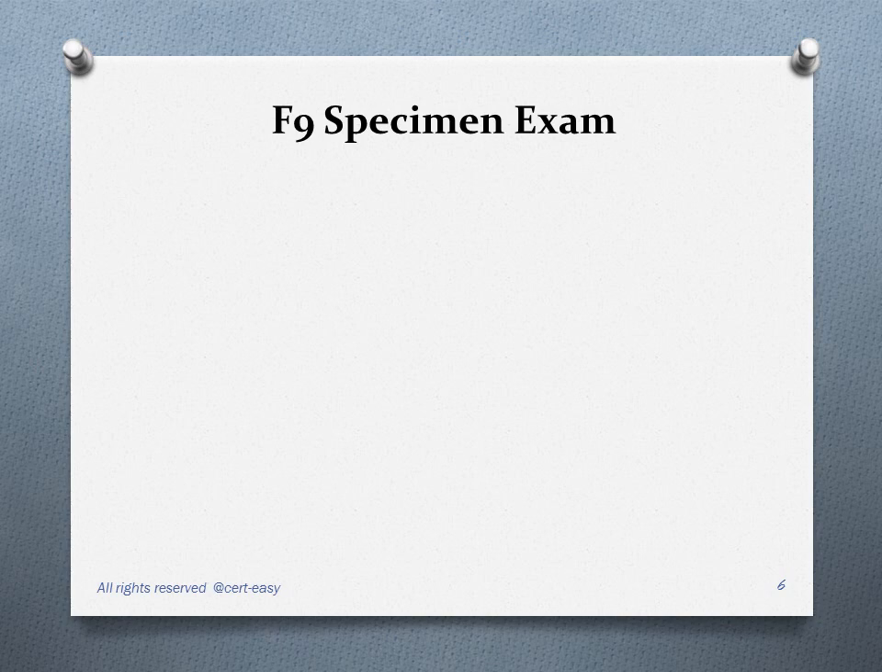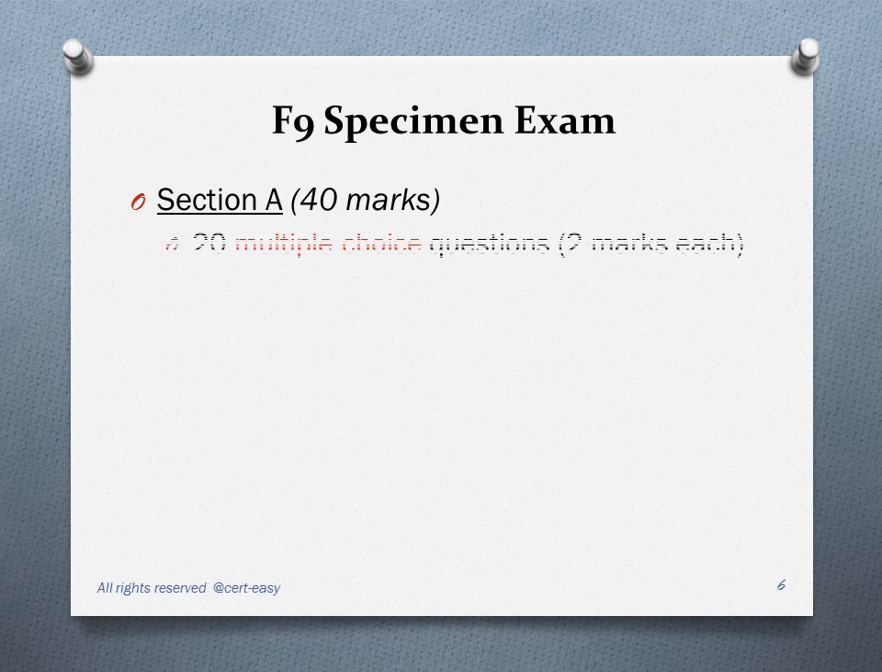Since the format of the December exam is new to everyone, you are advised to look at the specimen exam paper very carefully. Now let's summarize the key issues of the specimen paper. Section A, 40 marks. 20 multiple choice questions of 2 marks each. You are required to select the correct answer from 4 given choices from A to D.